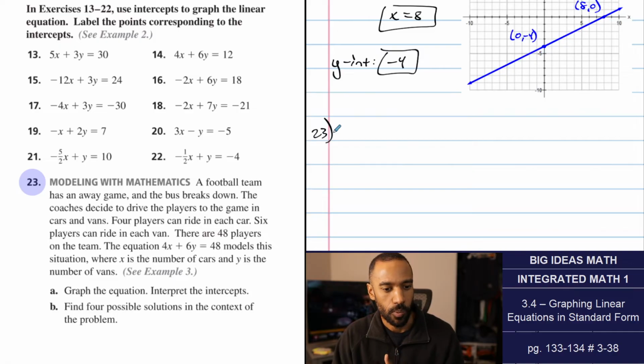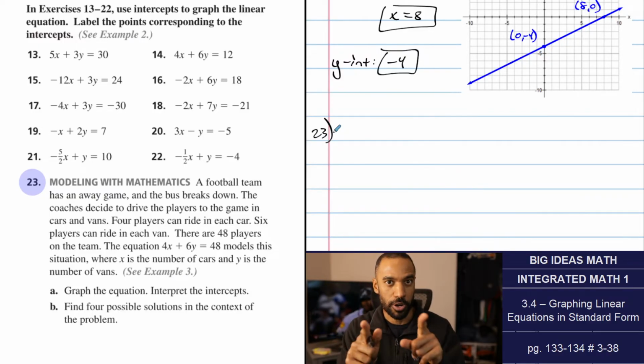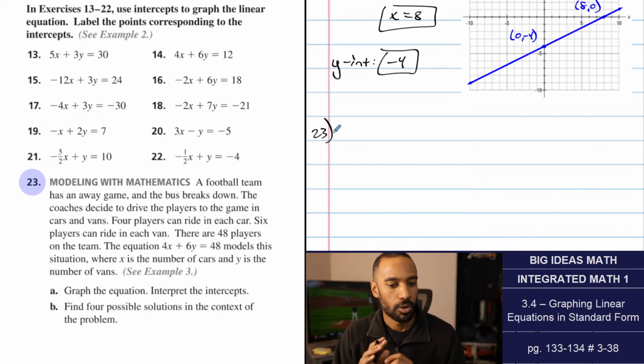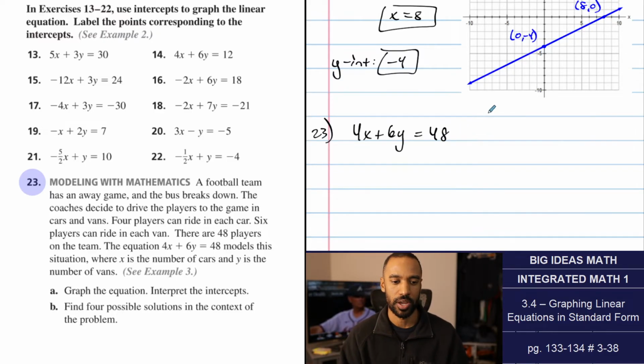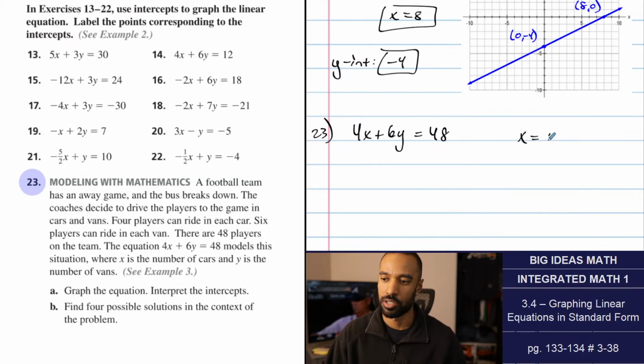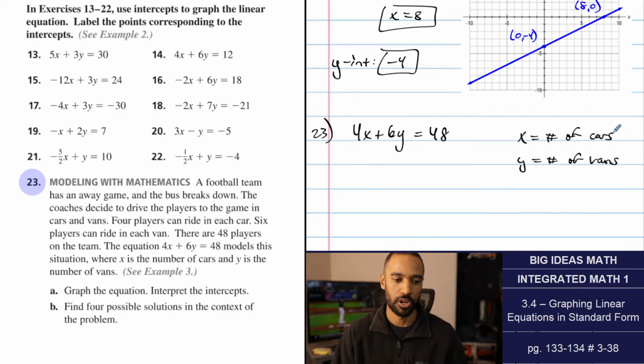A football team has an away game, but the bus breaks down. The coaches decide to drive the players to the game in cars and vans with parental consent. 4 players can ride in each car. 6 players can ride in each van. There are 48 players on the team. The equation 4x plus 6y equals 48 models this situation where x is the number of cars and y is the number of vans. So x is cars, y is vans. Remember that, because we probably have to interpret this situation in a bit.